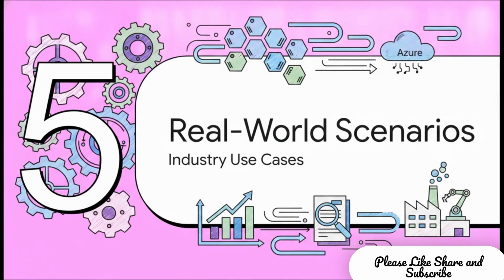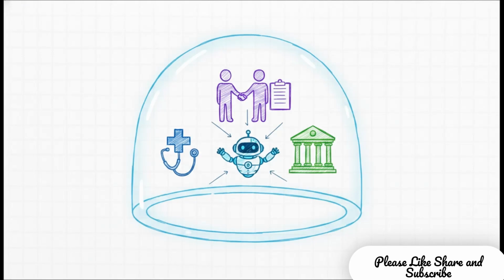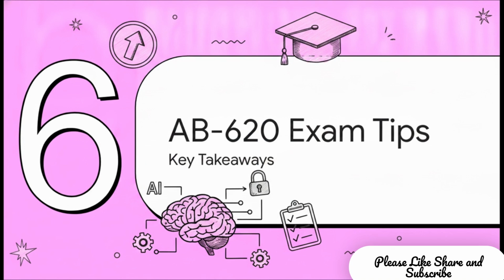Section 5. Real-world scenarios. Industry use cases. Now, visualize how heavily regulated sectors like healthcare and banking can finally leverage AI safely. Because of those specific security features we just covered, an HR assistant can confidently process internal policies. A banking assistant can explain account services while adhering to strict financial compliance. The Azure ecosystem basically acts as a protective wrapper, allowing these industries to deploy cutting-edge language models without risking hefty regulatory fines.